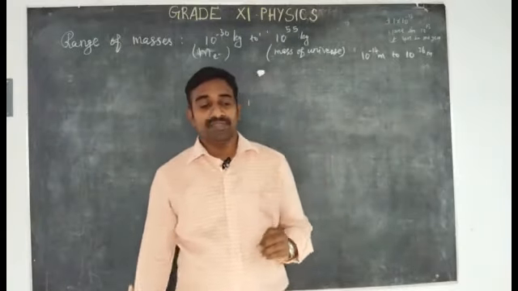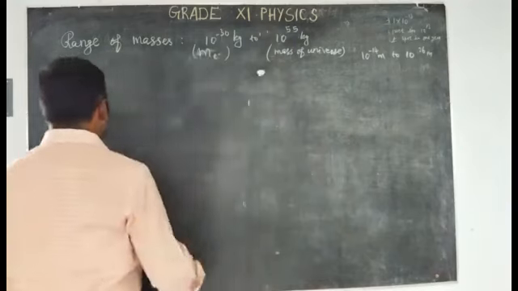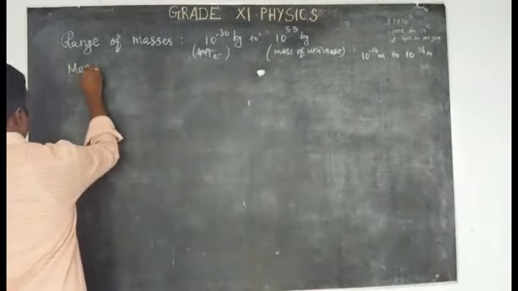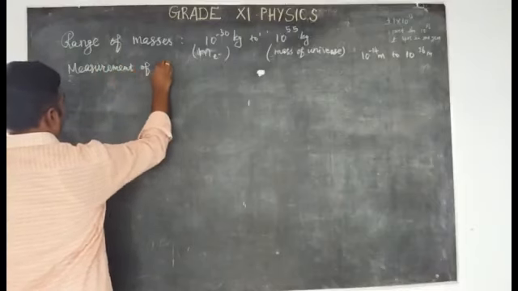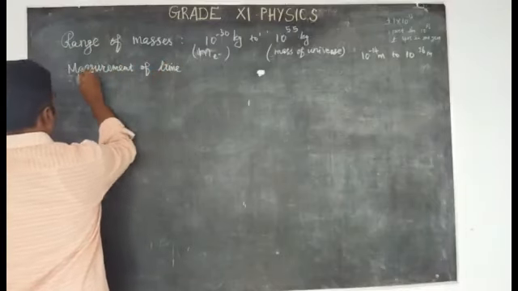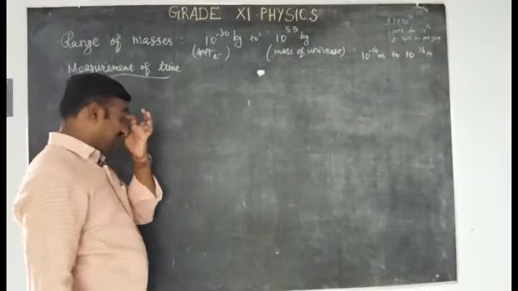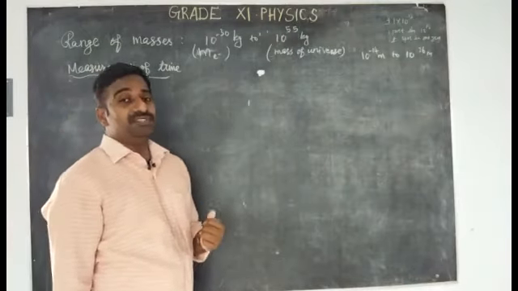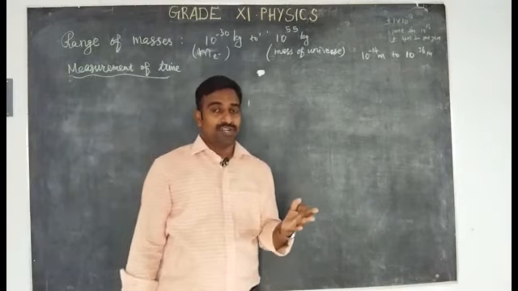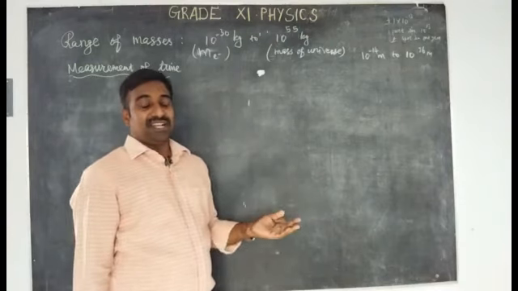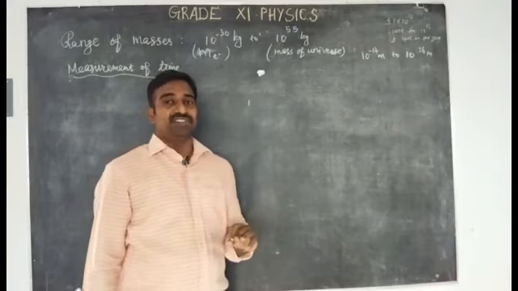Next we are moving to time. Measurement of time: how to measure the time? In earlier days, people used different clocks to measure the time: sundial, fan clock, water clock. But they were not accurate, it was just approximation only.